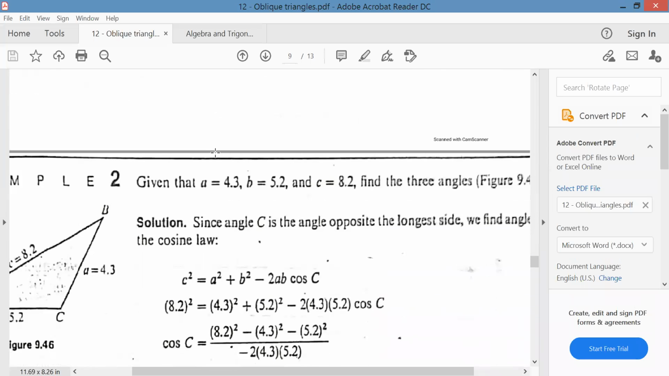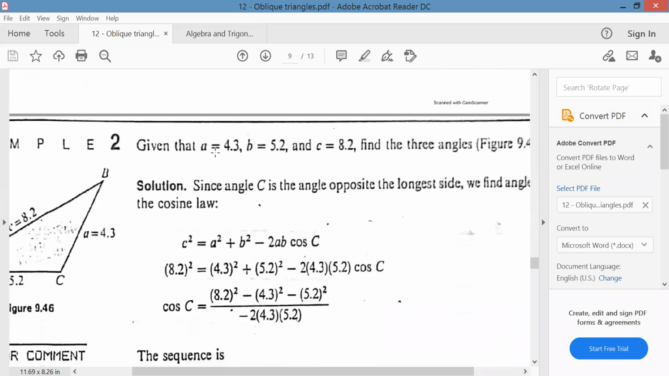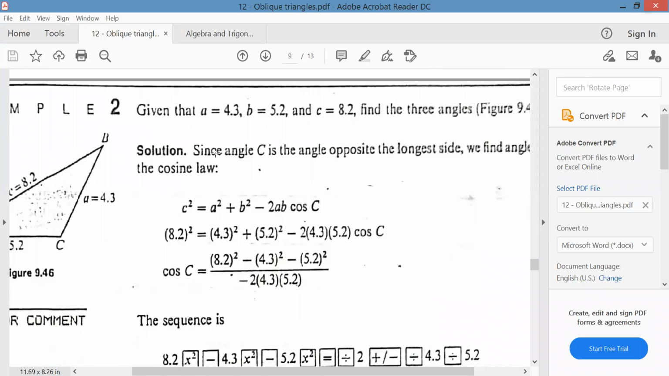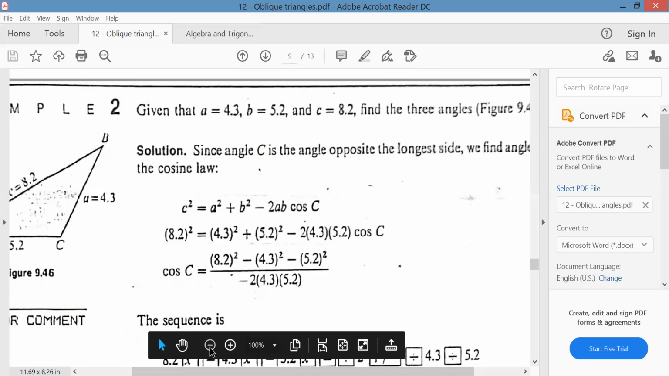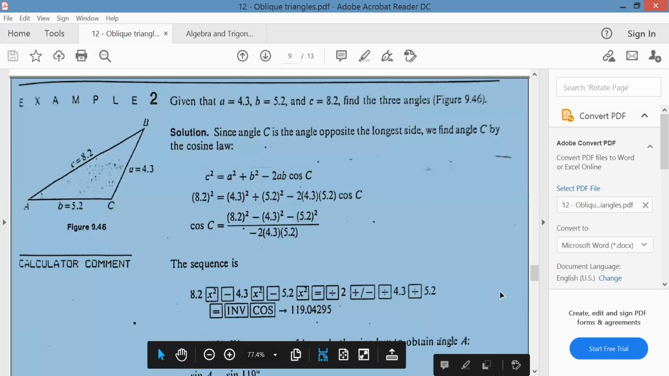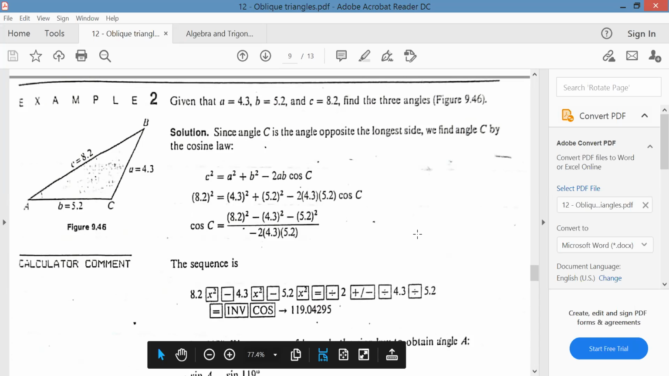Okay, let me tell you one example first. See how the author is solving the problems. In a very short form, he gives you the answer. Look here. This is one of the examples in front of you.